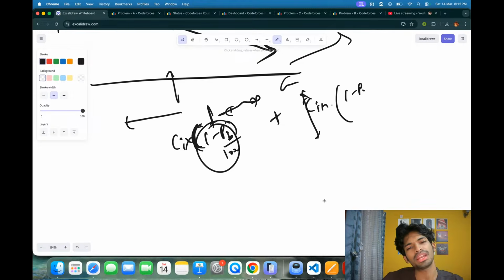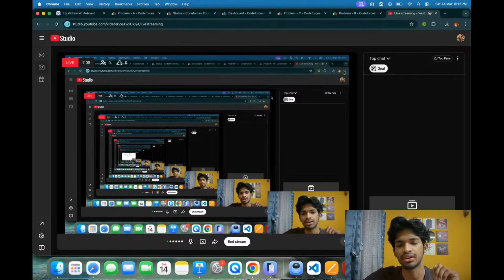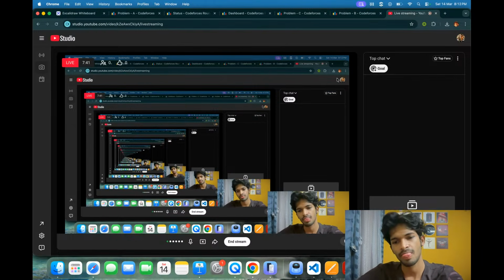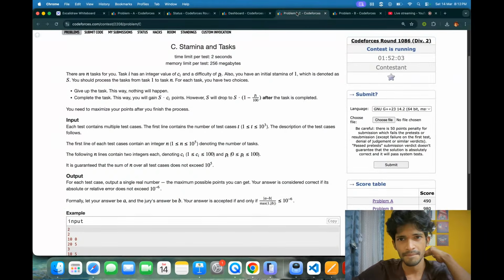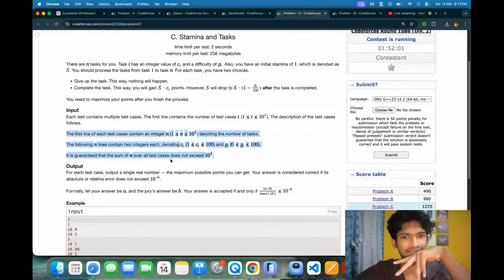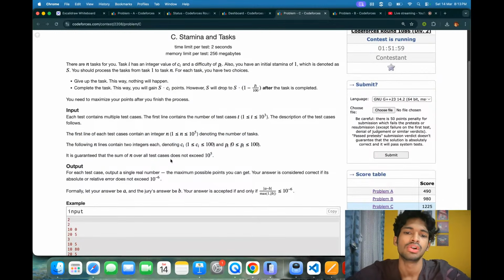So now we have to make a decision at some point. Let's see if something greedy works or not. Okay, sum of n doesn't exist. You have ci, you have that.